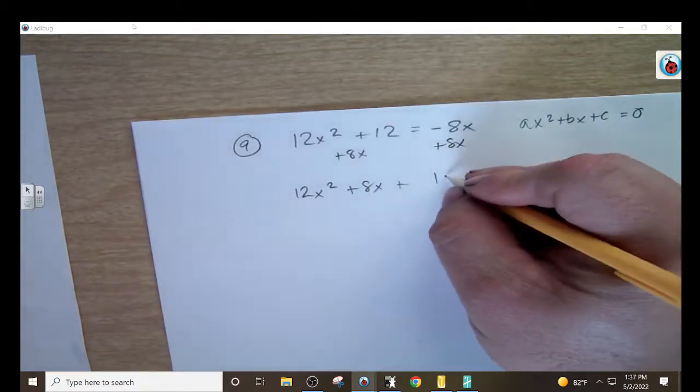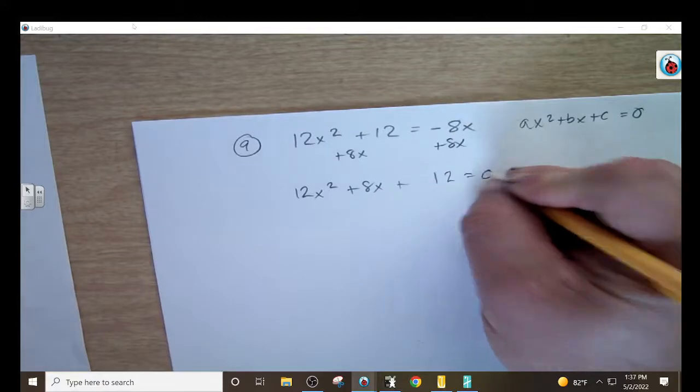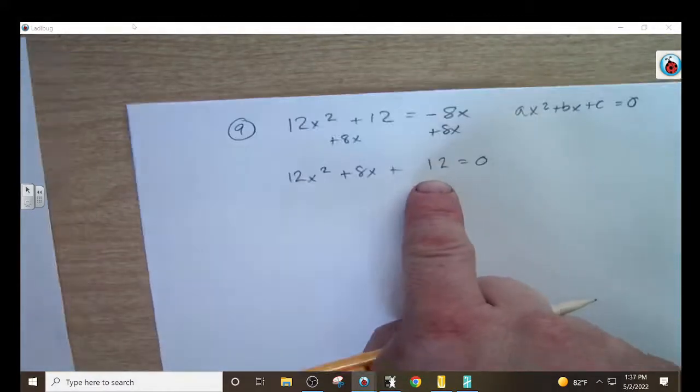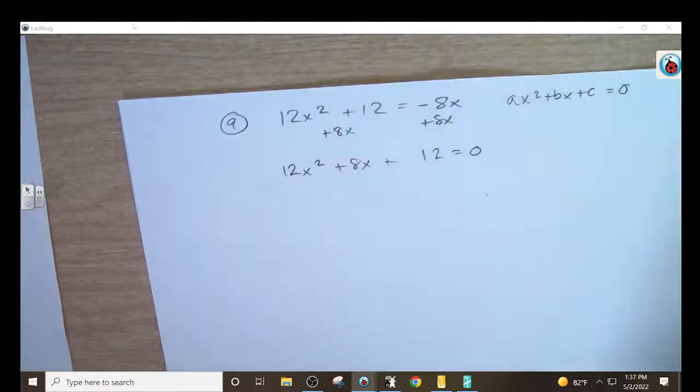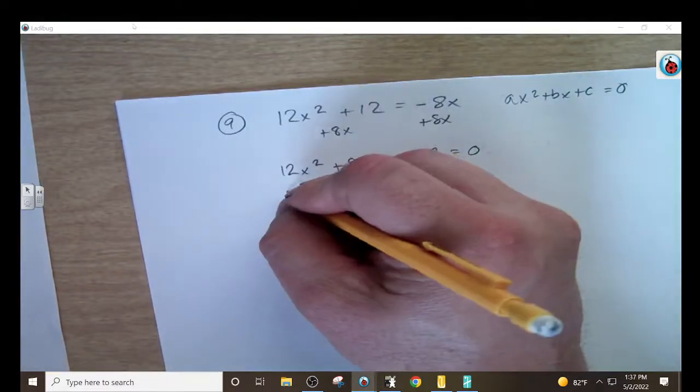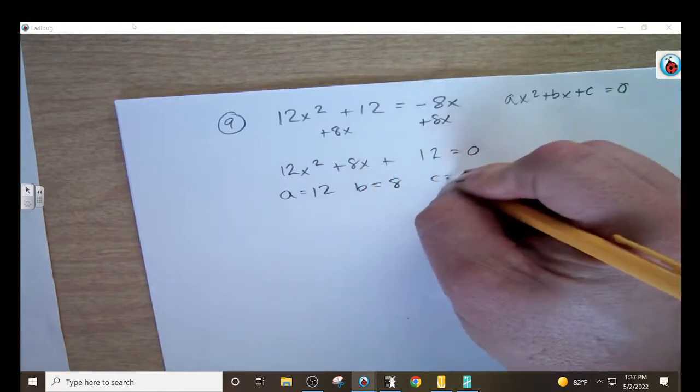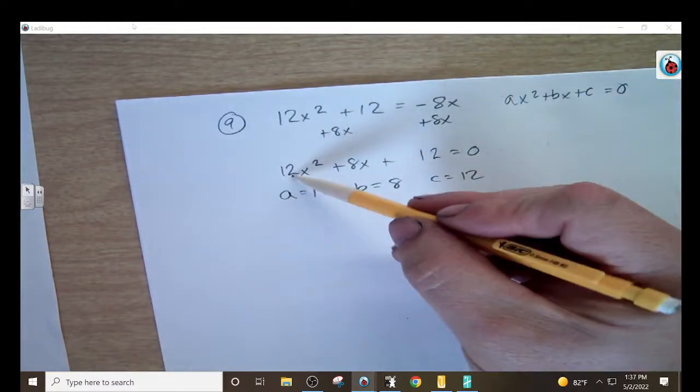Now, so it's in standard form, quad term, linear term, constant. So we need to get my A, B, and C. All right, so A is 12, B is 8, C is 12. A, B, C.